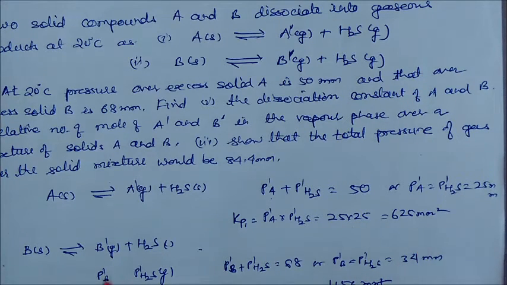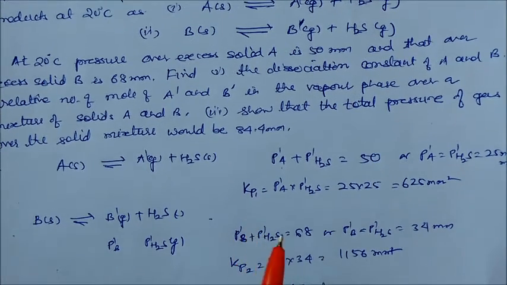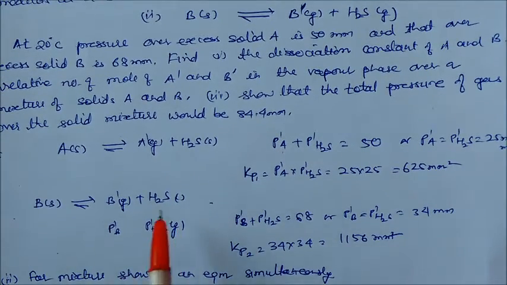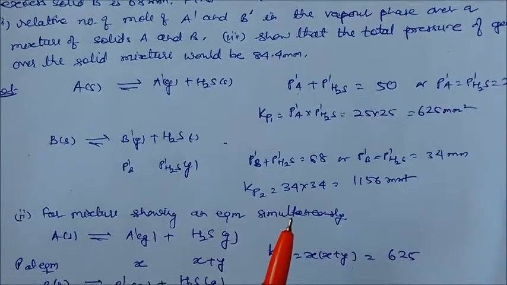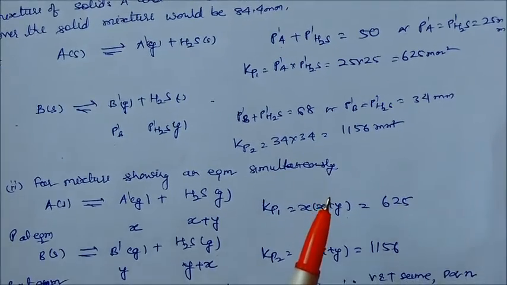Similarly, for the B equation, this is the partial pressure of B' plus the partial pressure of H2S, so the summation will be equal to 68. Since these two are equal to each other, each will be 34 millimeter. Now similarly we can find Kp2 equal to 34 into 34, that is 1156 millimeter squared. Now we have to find the total pressure.